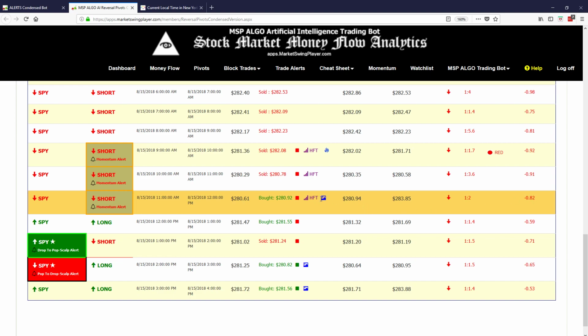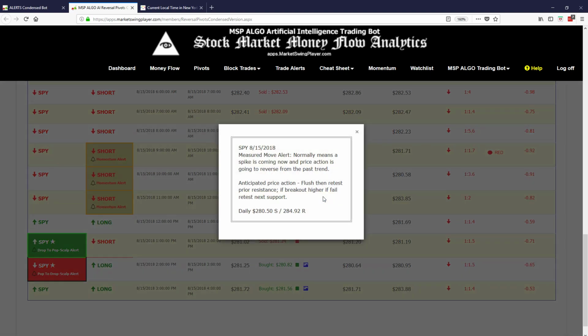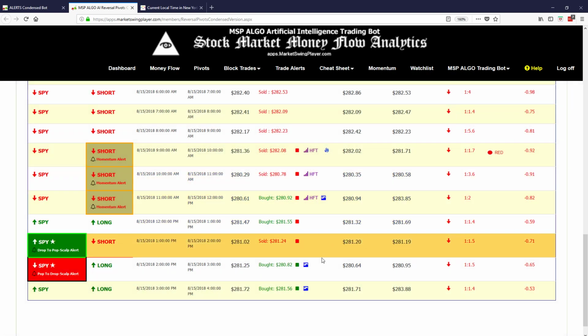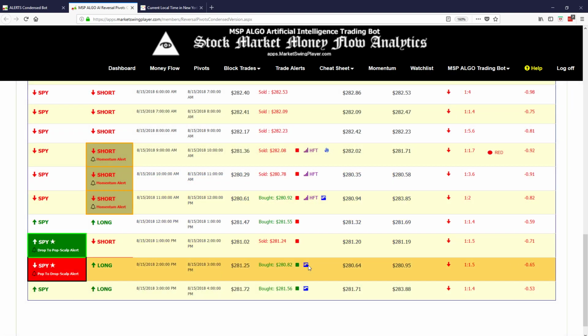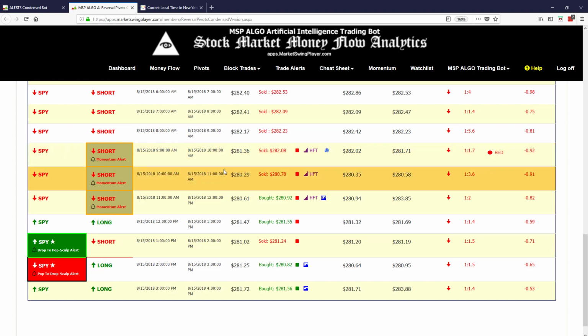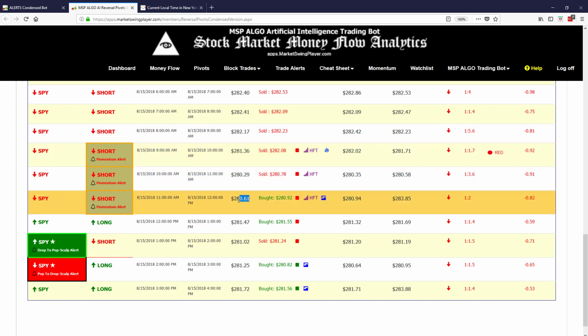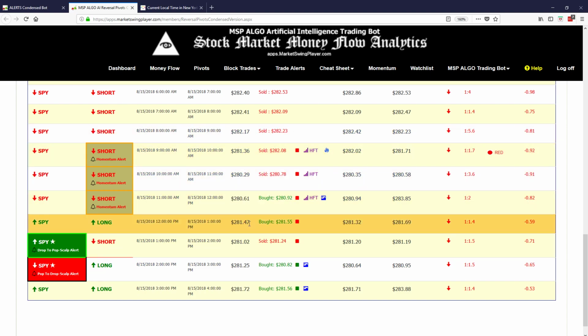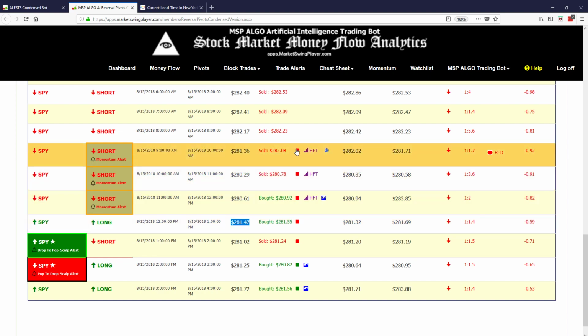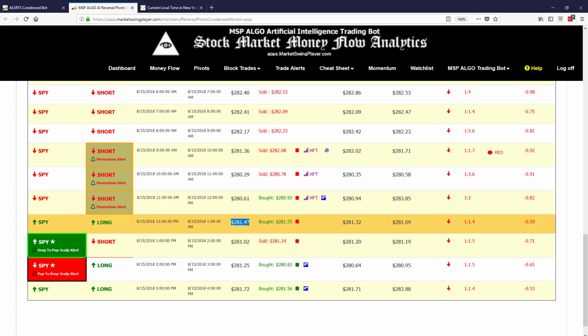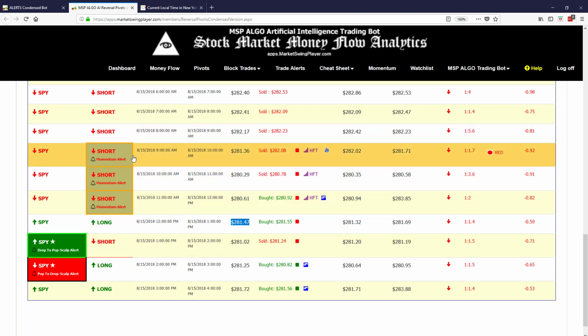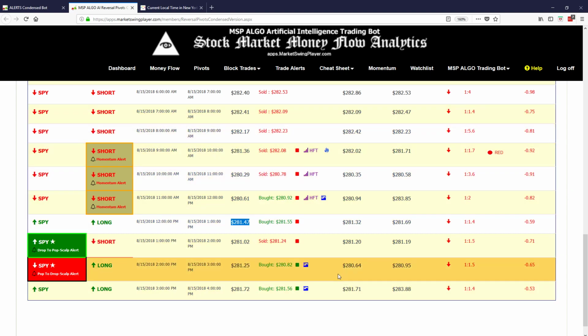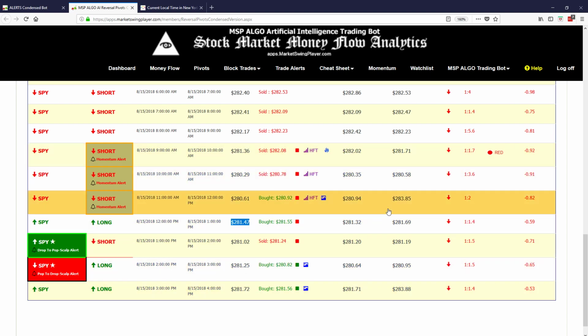Here go a measure move alert. Measure move alert came out. Normally price gonna spike near this. You see the 280.61, you see it spiked to 281.47. Even though they sell, the market does chop up and down, so they buy and sell simultaneously. You got some set of big boys buying and some selling.